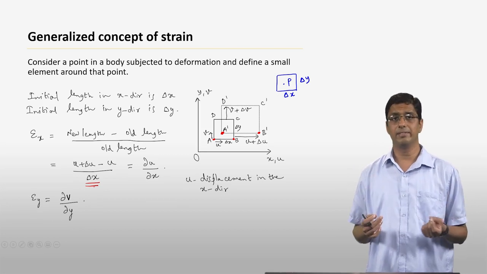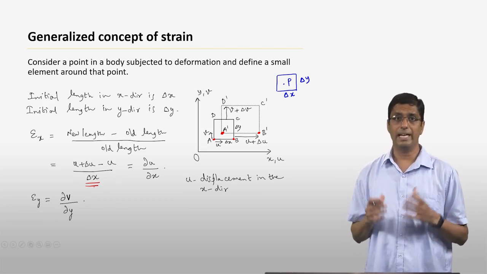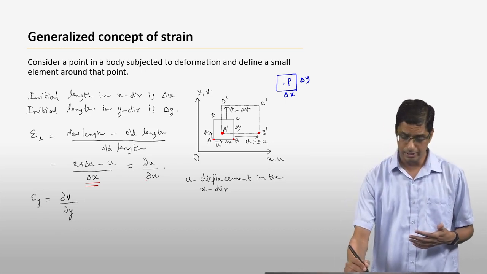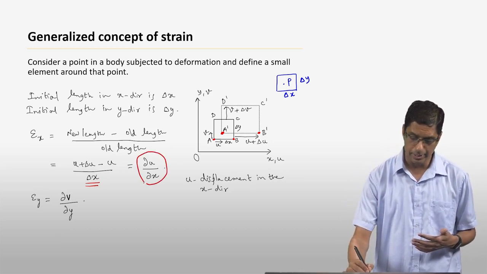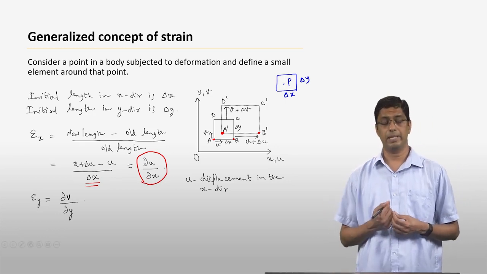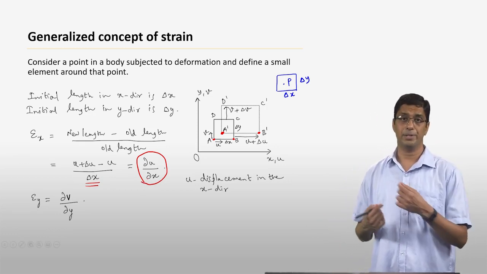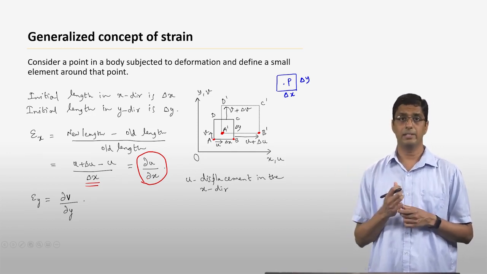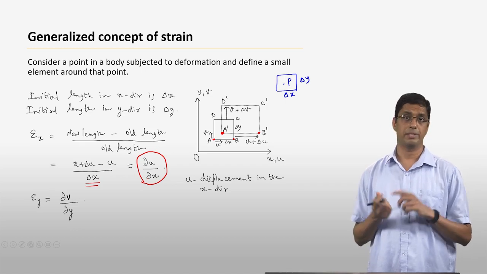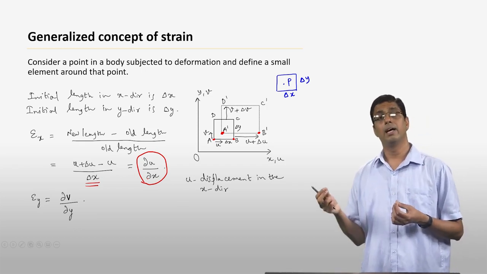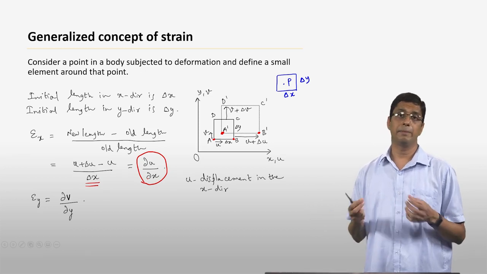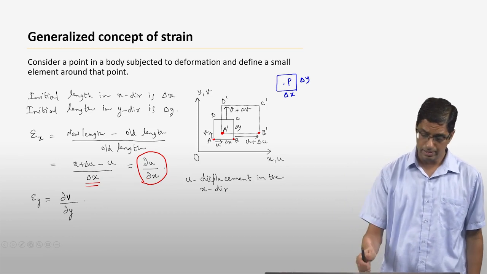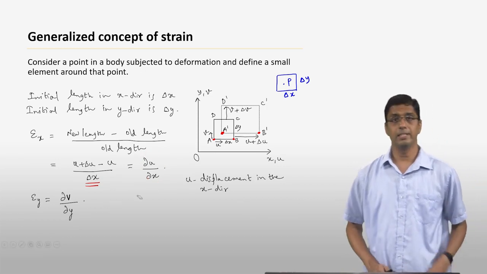Now, if you take this to the limit where delta x is very small and delta u is very small, then essentially you get epsilon x equal to del u over del x. The reason you have a partial derivative here and not a total derivative is because u depends not only on x but also on y and z. So u is the displacement along the x direction, and that depends on the location of the point x, y, and z.